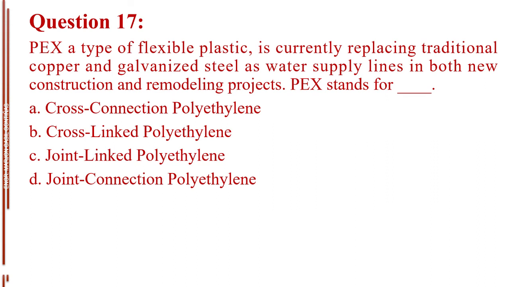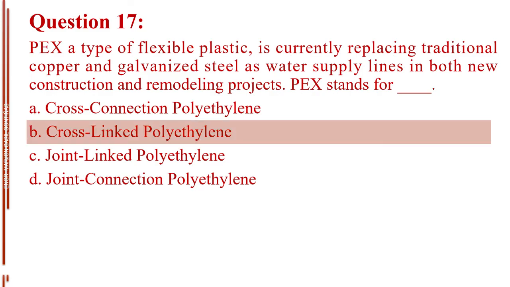Question number 17. PEX, a type of flexible plastic, is currently replacing traditional copper and galvanized steel as water supply lines in both new construction and remodeling projects. PEX stands for blank. Letter A, cross-connection polyethylene. Letter B, cross-linked polyethylene. Letter C, joint-linked polyethylene. Letter D, joint connection polyethylene. The answer is letter B, cross-linked polyethylene.